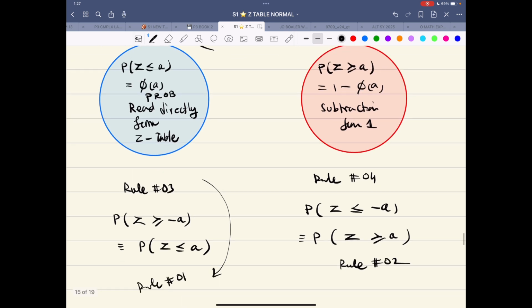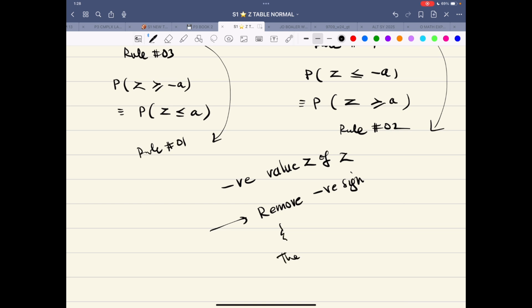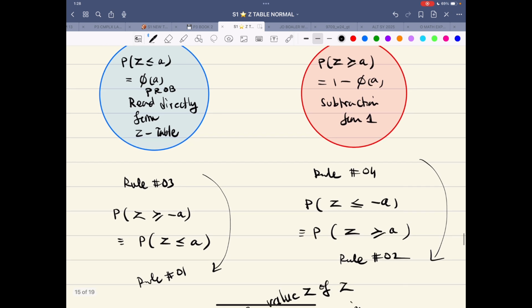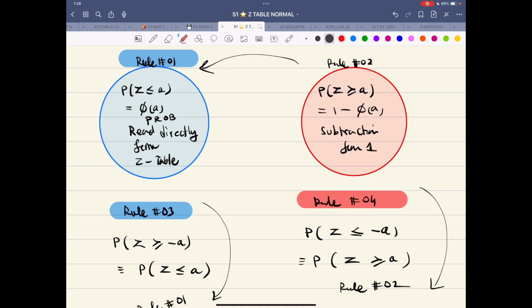So far we have studied 2 rules. All good, all clear? That means for negative values of Z, what is the rule? The rule is remove or discard the negative sign and then flip the inequality. So rule 3 becomes rule 1, and similarly rule 4 becomes rule 2. So these are the first 4 basic rules.